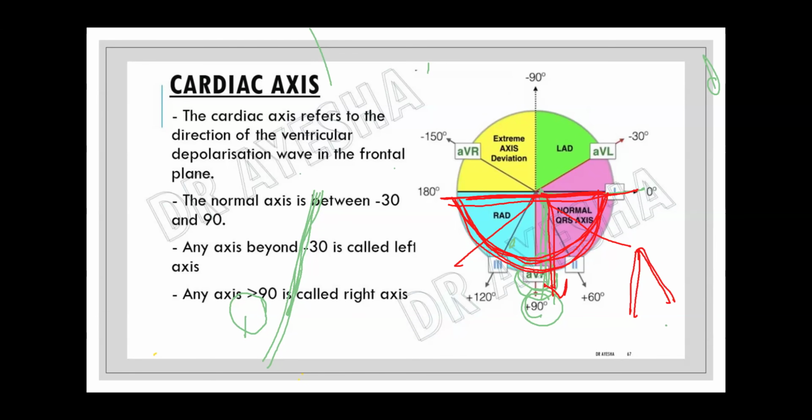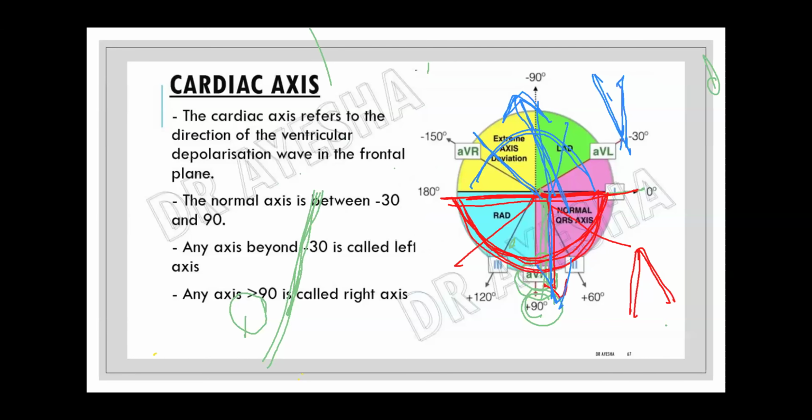But if the current position is in this direction, in the above hemisphere, then it is against the AVF. AVF is looking in this direction, and if the current of the heart is going upward, then what you're going to see in the leads is a negative deflection. Okay, is this clear? Is this clear to all?